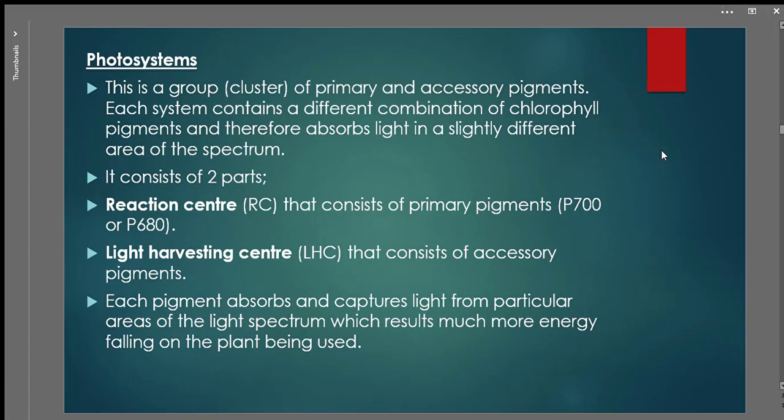So I want us to look at the photosystems, a continuation of what we were doing last time, whereby we talked about the photosystems being a cluster of primary and accessory pigments, and we said that these are used to absorb the light energy at different areas of the visible light spectrum. And we said that the photosystems are made up of two parts, the reaction center and the light harvesting center. Now we said that every pigment usually absorbs light and captures that light from particular areas of the light spectrum, which leads to more energy falling on the plant being used.